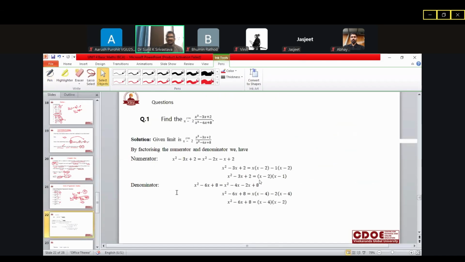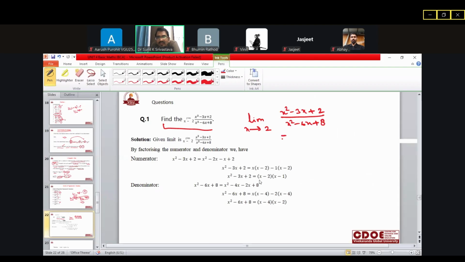Now we have taken an example, which is the most important part, and you can read the things here. The question is to find the limit when x tends to 2 of (x square minus 3x plus 2) upon (x square minus 6x plus 8).